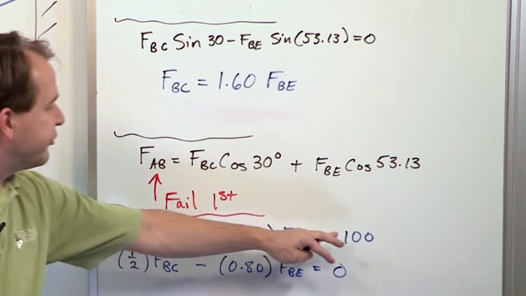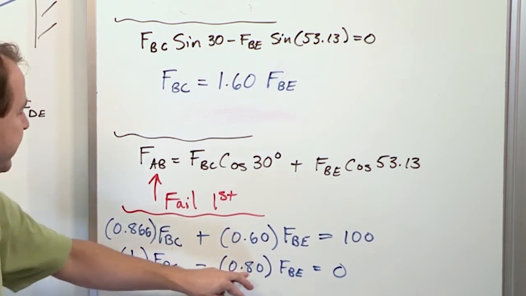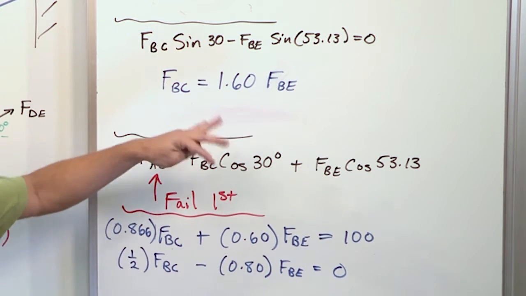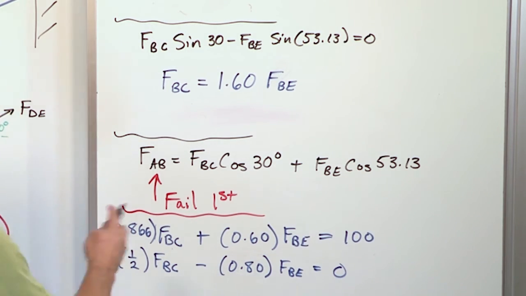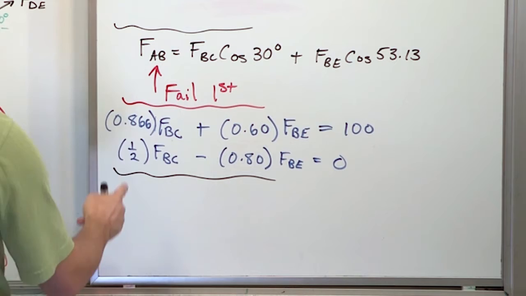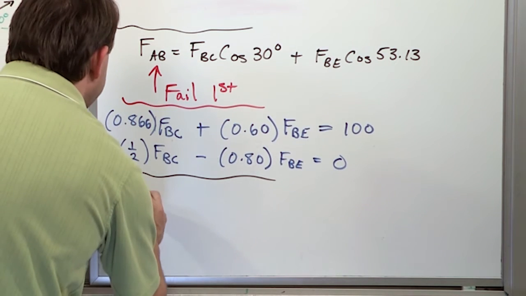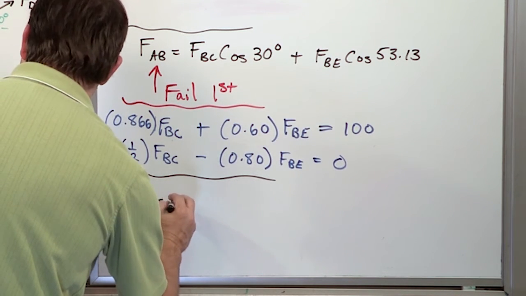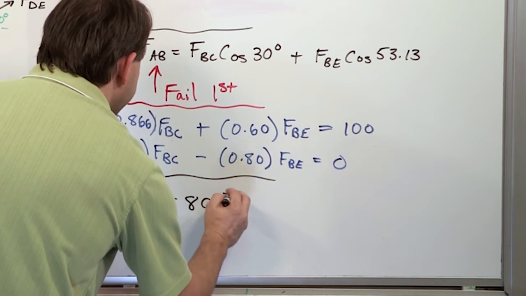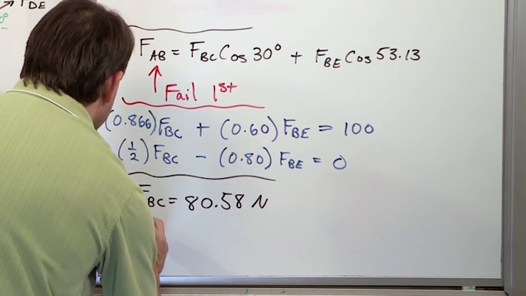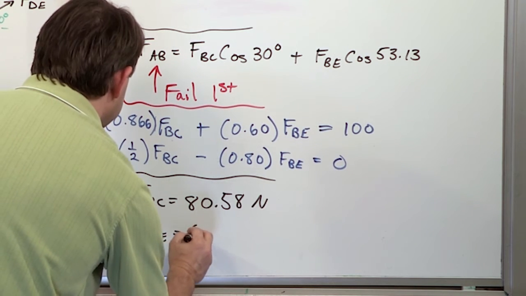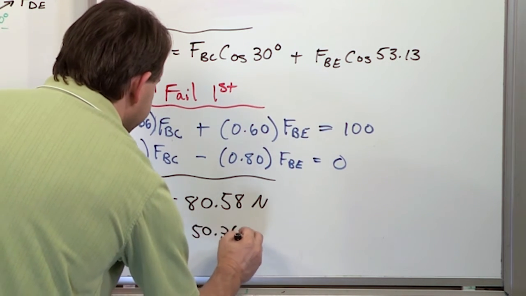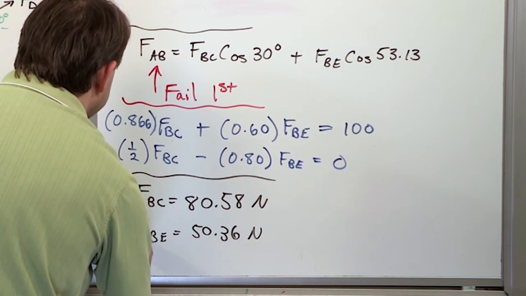Basically, now that we've got our constraint in place, we found another equation with these two variables. We eliminate all the cosines and stuff, put numbers in their place, and now you have two equations and two unknowns. So you can dump this into a calculator, or any kind of solver, to figure out what these two things are, and what you find out is FBC is 80.58 newtons, and you find out that FBE is 50.36 newtons. Now these are important, so I'll asterisk them.